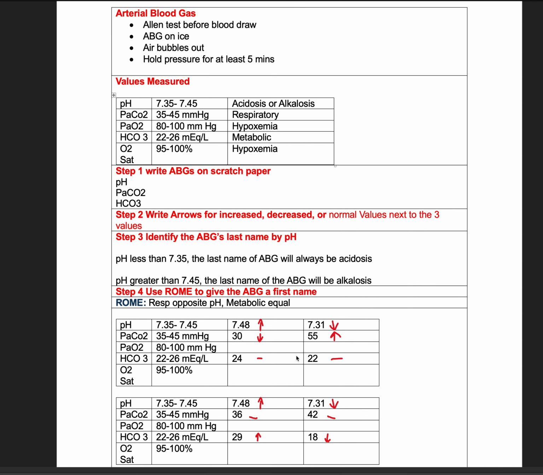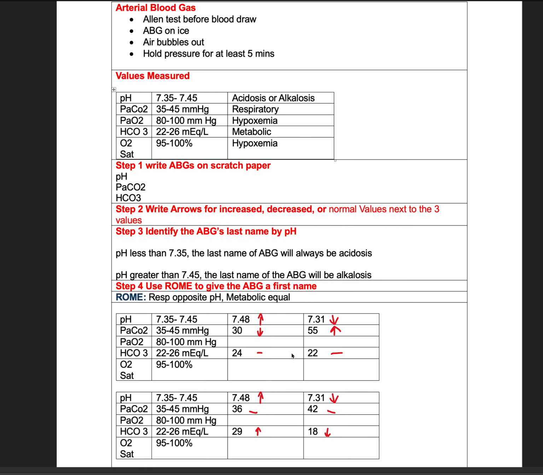All right, let's do these ones down here. 7.48, I put an up arrow. My last name is alkalosis. My PCO2 is normal. My bicarb is elevated, okay? So these two arrows are going in the same direction. So this is metabolic alkalosis.